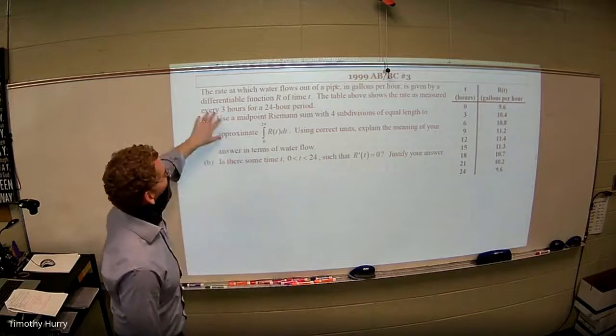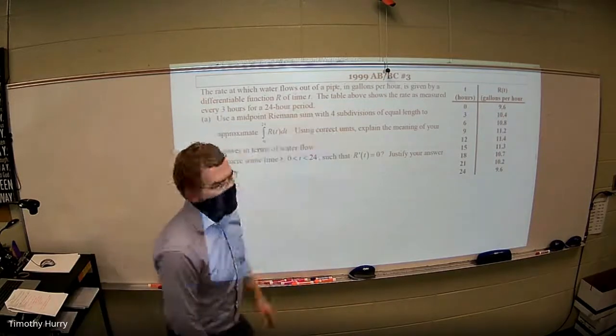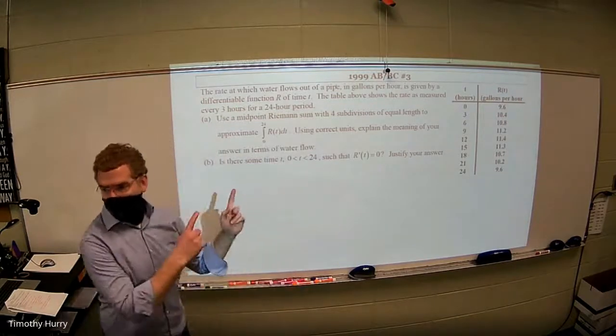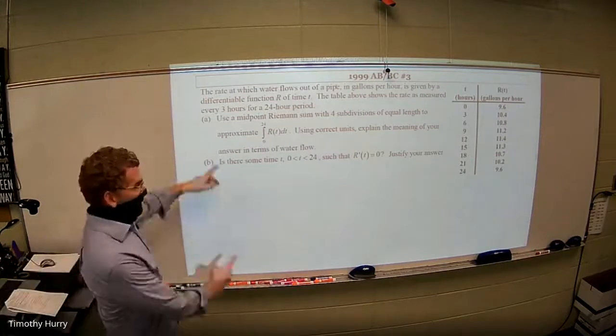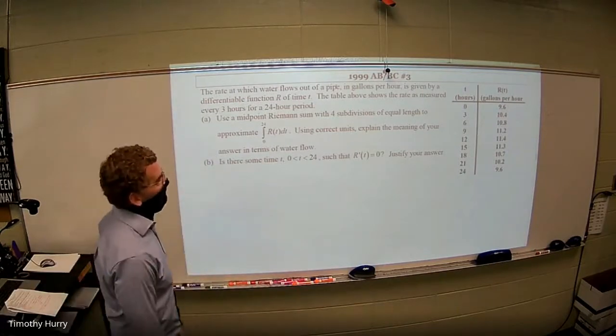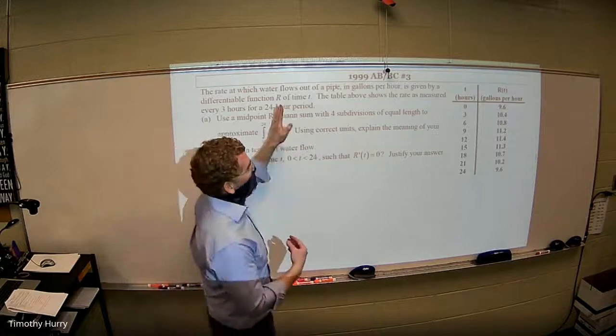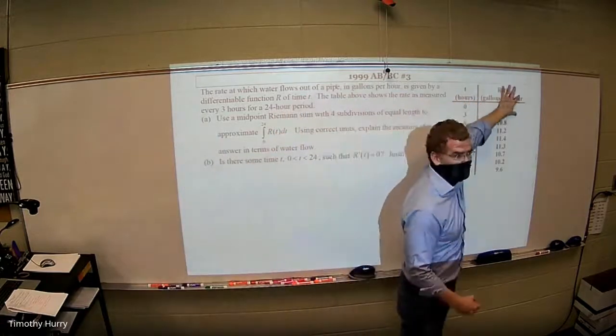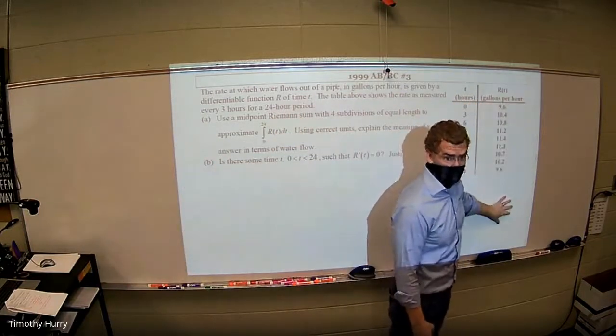All right, here we go, guys. So, the rate at which water flows. Great AP question right here. Stay with me. The rate at which water flows out of a pipe is measured in gallons per hour. So this is a rate.